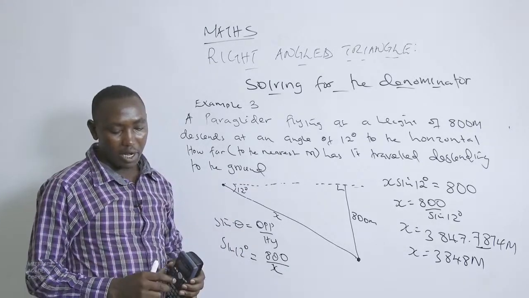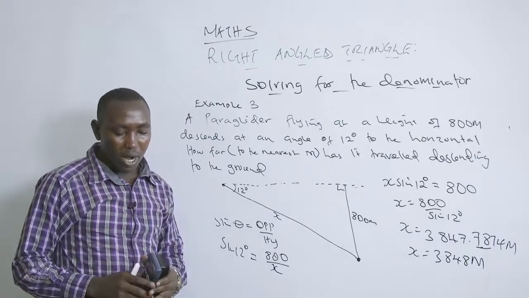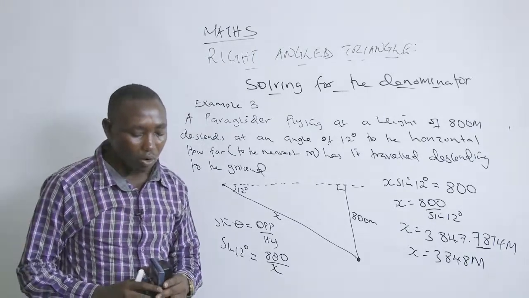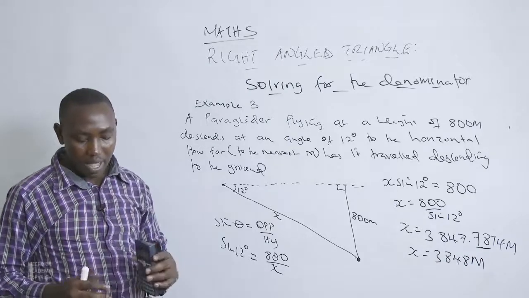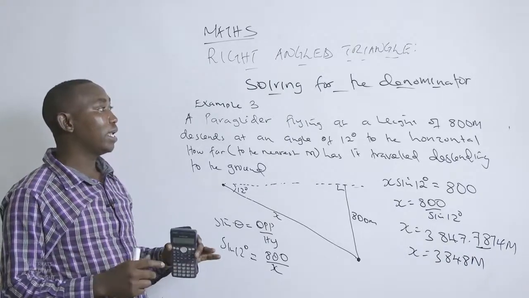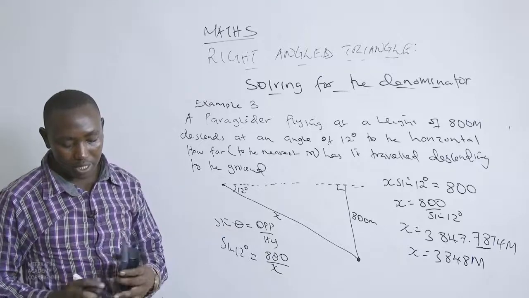So that is how we can use the trigonometric ratios in solving for the denominators. We want to proceed and look at how we can find unknown angles by making good use of the trigonometric ratios.